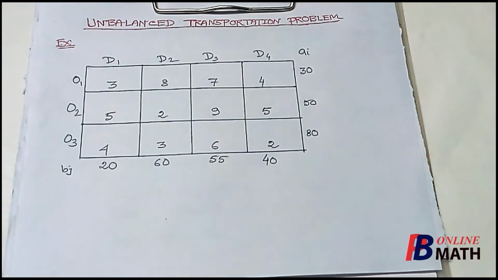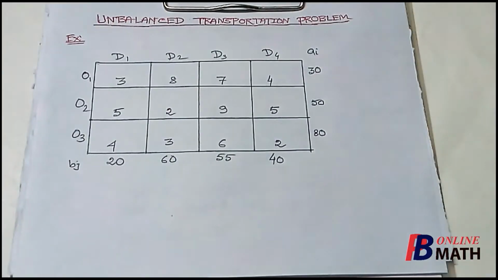Hello and welcome to another part of this chapter, transportation problem. So far we have solved only the balanced transportation problem. In this part we shall solve one unbalanced transportation problem. That means a transportation problem where the sum of the demands is not equal to the sum of the capacities.